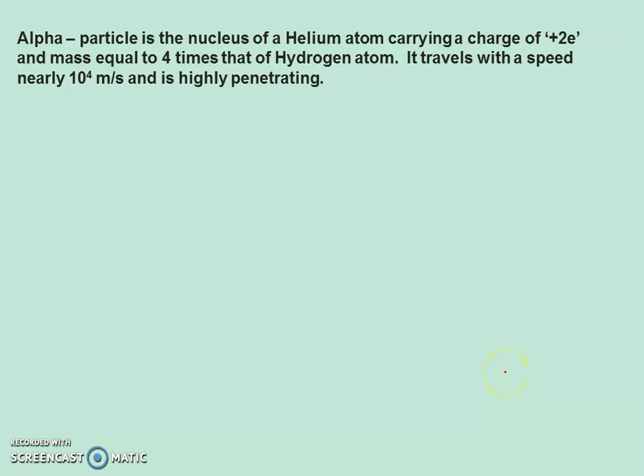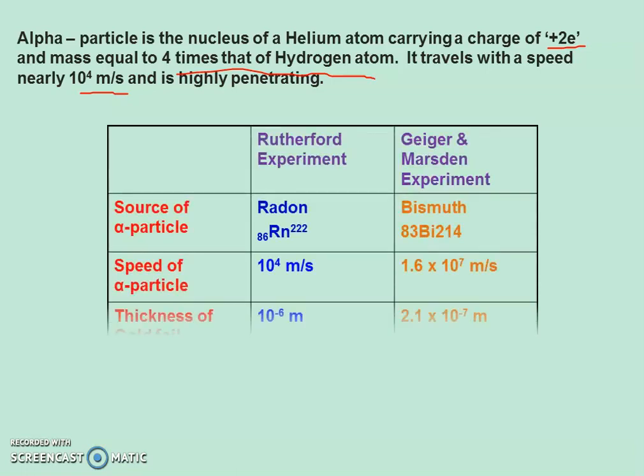An alpha particle is a heavy particle containing the charge plus 2e. It is the nucleus of helium. Its mass is 4 times that of a hydrogen atom. The speed of the alpha particle is around 10 to the power 4 meter per second in the Rutherford experiment. But in the Geiger and Marsden experiment, the speed was of the order of 10 to the power 7 meter per second, right? So these are different experiments, but the conclusions are the same.